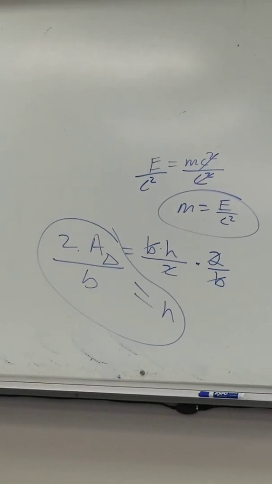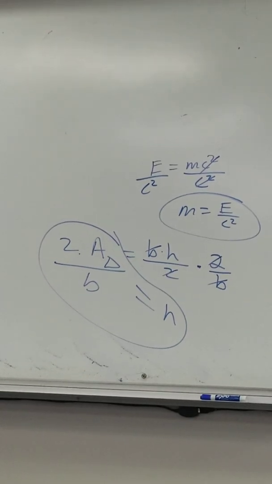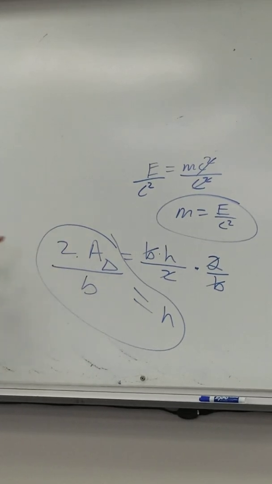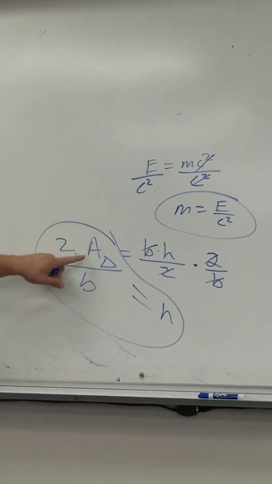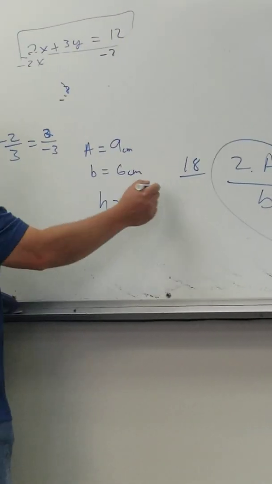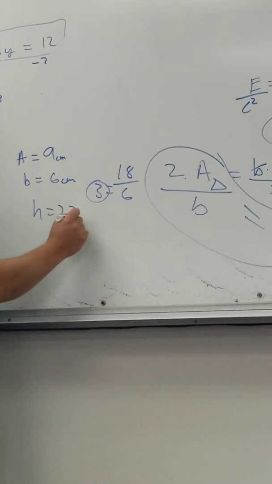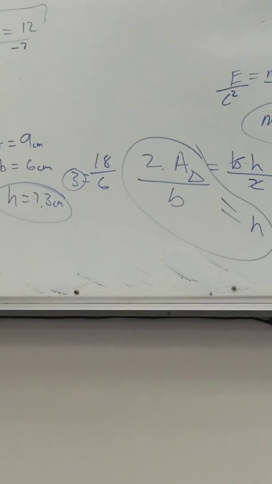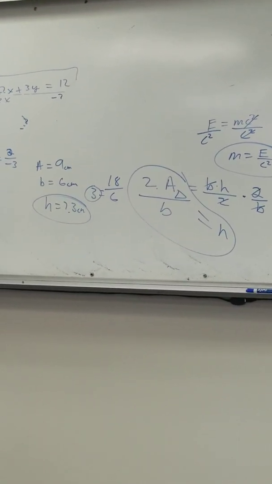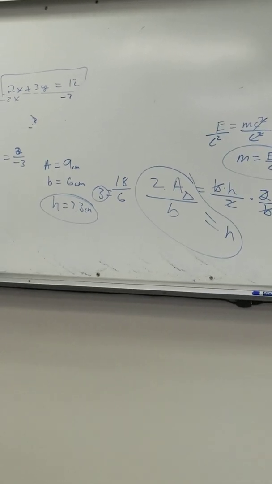Okay, now, given this stuff, can I plug it in? Can I substitute it in and figure out what h is? Yeah, it's not that hard. What's the area? What did I say it was? 9. 9 times 2 is 18. 18 divided by 6 is? What was the height of this triangle? 3 centimeters. Can you see how it would be kind of advantageous to be able to solve for a variable in an equation?